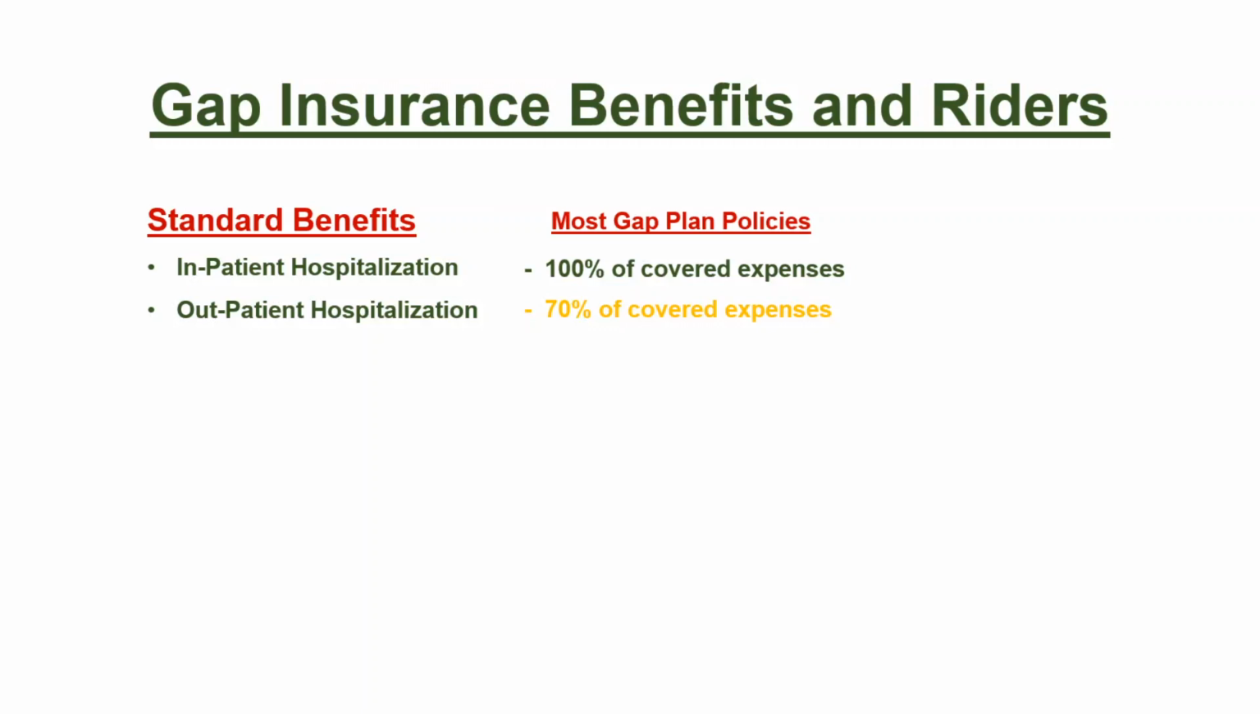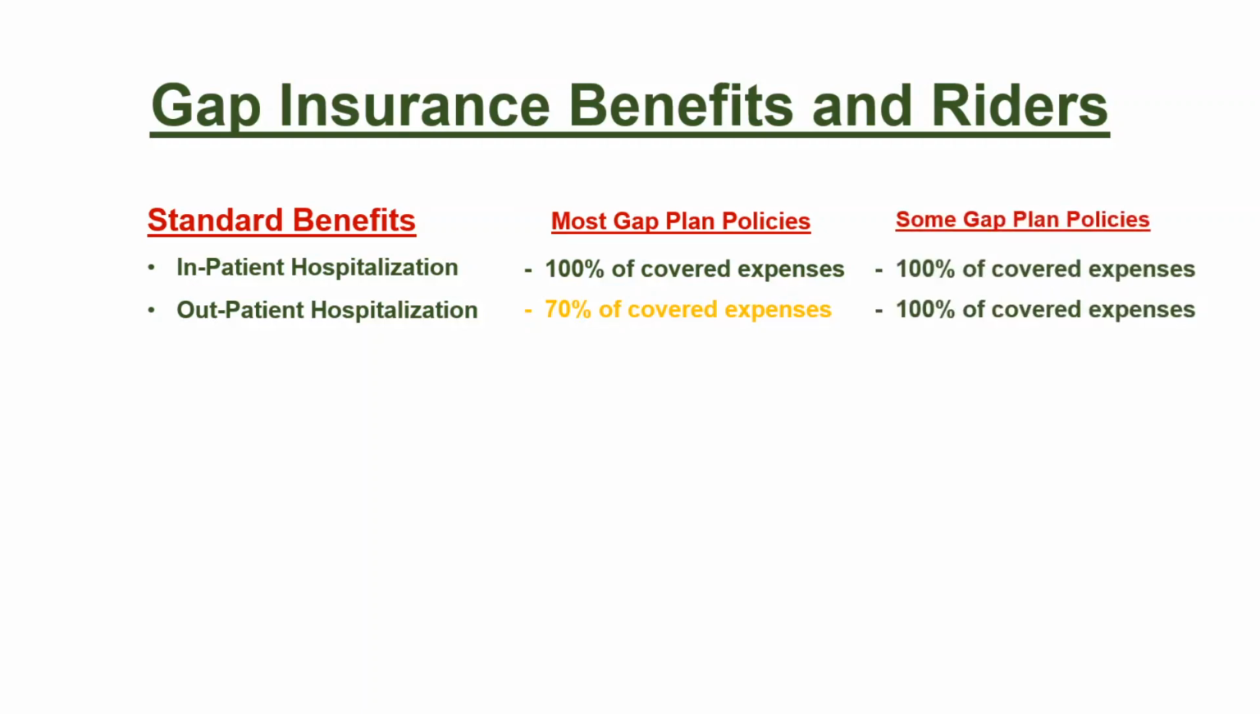So your standard benefits for gap insurance, you have inpatient hospitalization and outpatient hospitalization. Now, most gap plans cover you at 100% of your inpatient hospitalization, but they'll only cover you at 70% if you go outpatient. So it's always beneficial on these plans to be confined overnight, which is worse for the insurance company, but it does cover you at a higher rate. Now, some gap plans, which are the ones we sell, will cover you 100% in network and 100% out of network up to your policy limits.